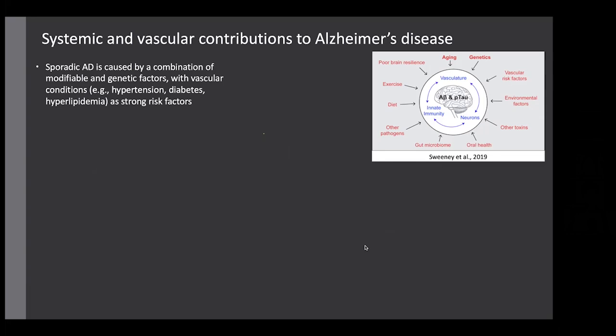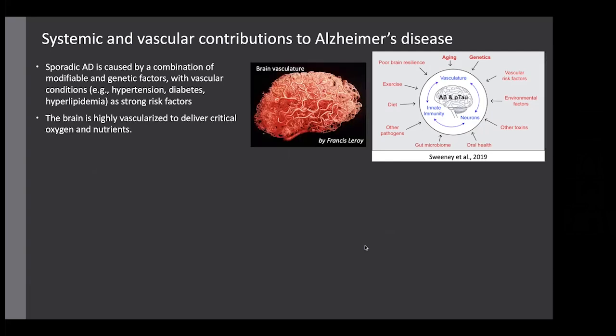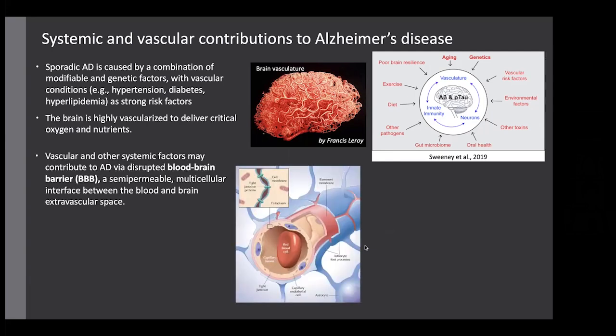is caused by a combination of both modifiable and genetic risk factors. And among the modifiable factors, vascular conditions such as hypertension, obesity, diabetes, high cholesterol are among the strongest risk factors. And this isn't all that surprising because the brain is so rich in vasculature in order to provide essential oxygen and nutrients to the brain.